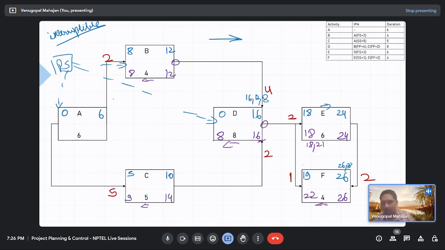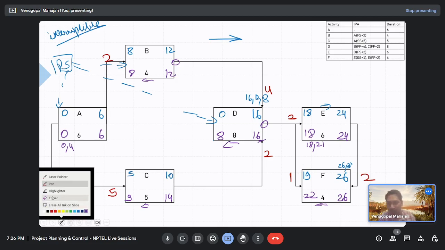What about start of activity A? So 8 minus 2, 6. One tail only. 6 minus 6, 0, or 9 minus 5, 4. So 0. Right? Yes, sir.